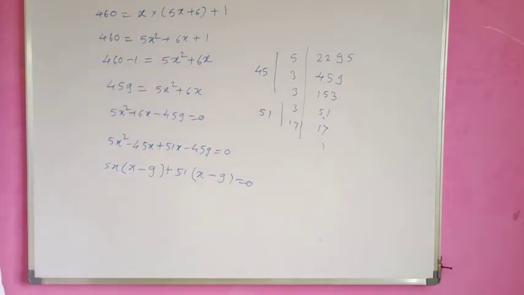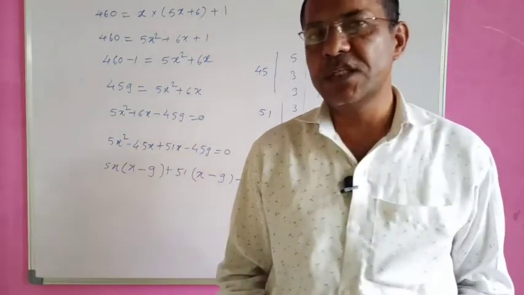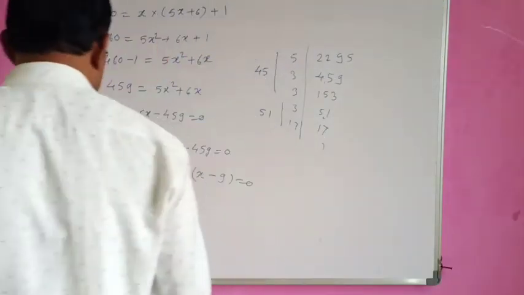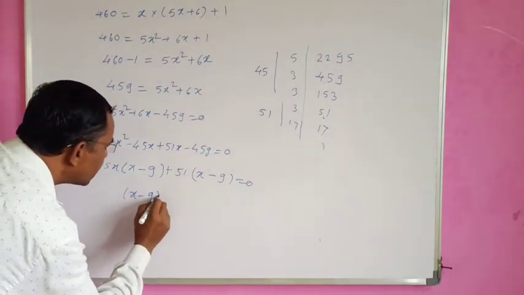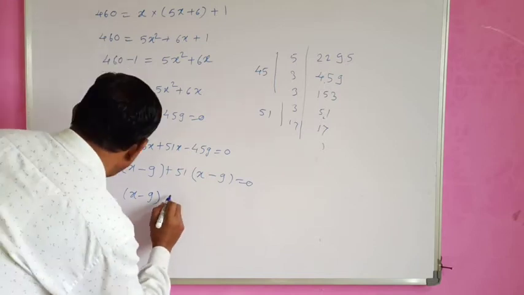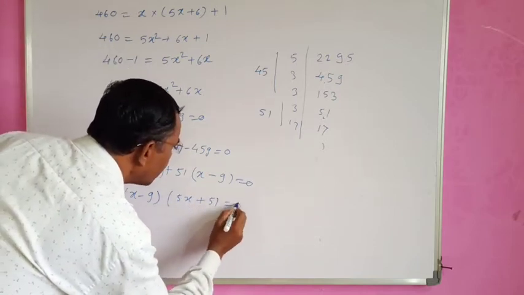Now see, two brackets are common here. Here two brackets are common. x minus 9 is a common bracket, therefore we will write one bracket here: x minus 9 is one bracket, and the next bracket will be 5x plus 51 is equal to 0.